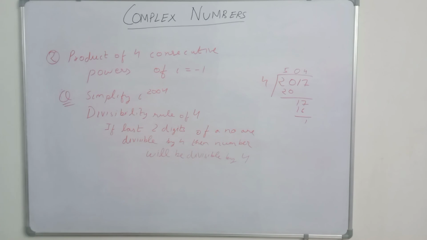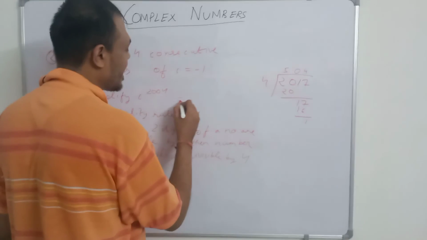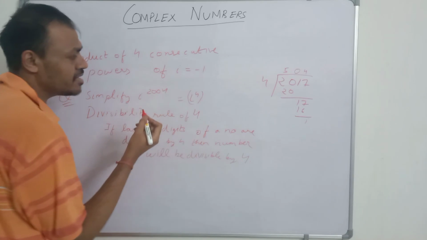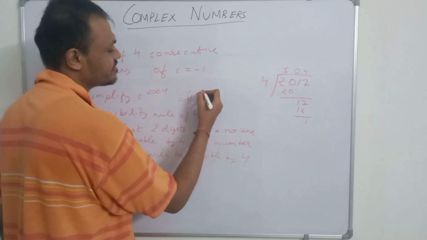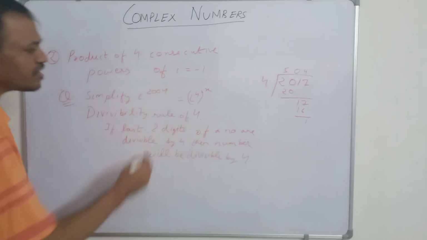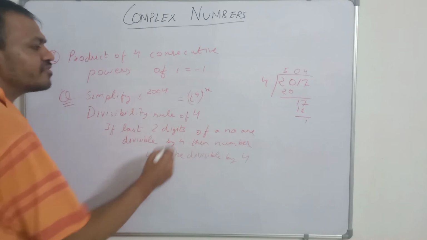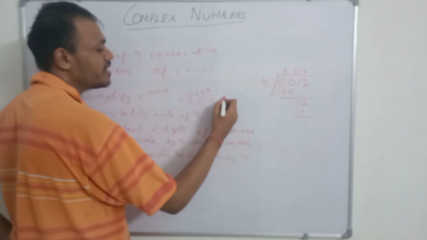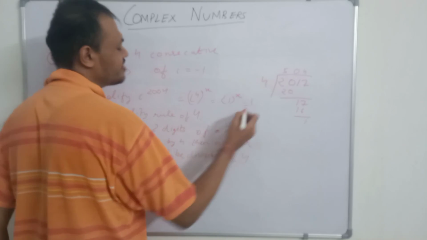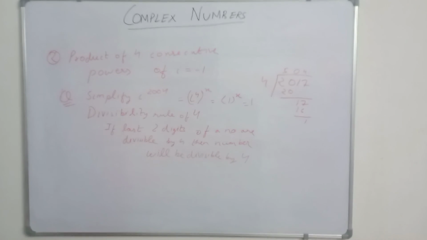So in 2004, the last two digits are 04, and 4 is obviously divisible by 4. So this number is divisible by 4. So it will be equal to iota to the power 4 raised to some power, say x. We don't need the exact number, but let's say it will be x, because this number is exactly divisible by 4. Now iota to the power of 4 is 1, and 1 to the power of anything is equal to 1. So iota to the power 2004 is equal to 1.